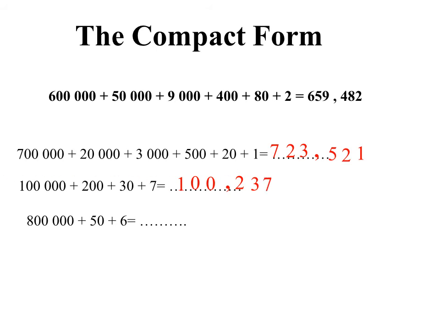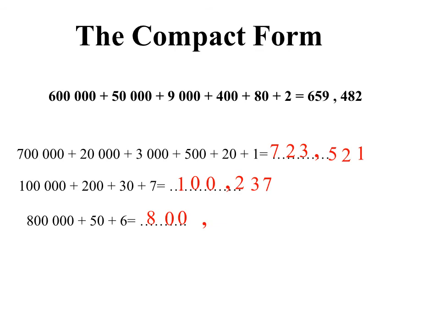The last one, 800,000 plus 50 plus 6. First we have to put the comma. Then start. The first number is 800,000, so we will put it in the 100,000 place. We have just 2 places in the thousand family. Is there any number to put in the 10,000 place? No, so we have to put 0 to save the place. Then, is there any number to put in the thousand place? No, so we have to put 0 to save the place.